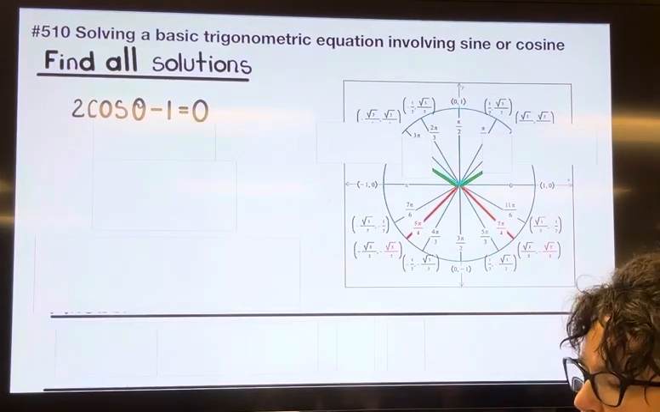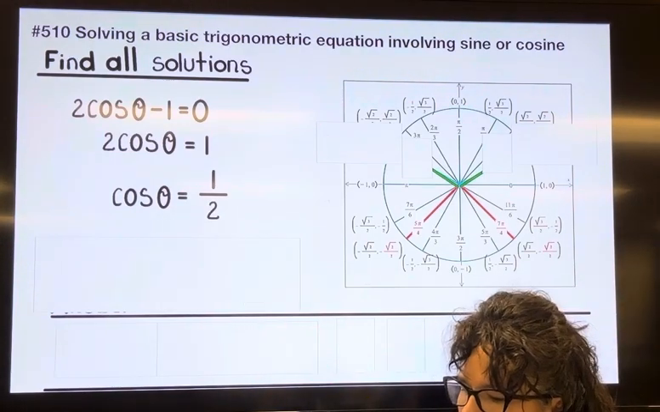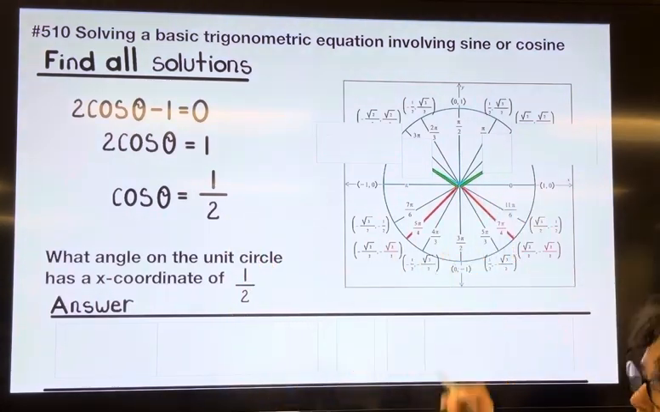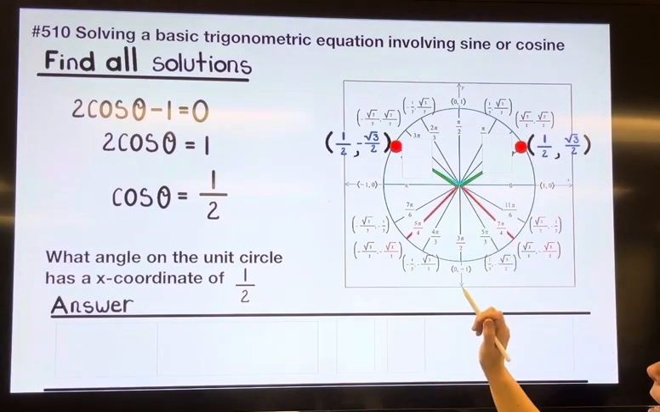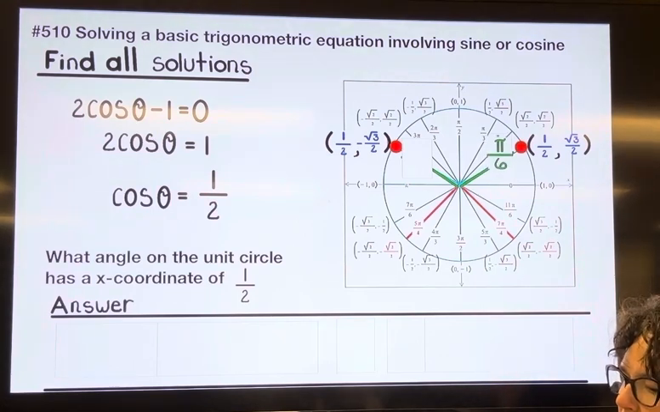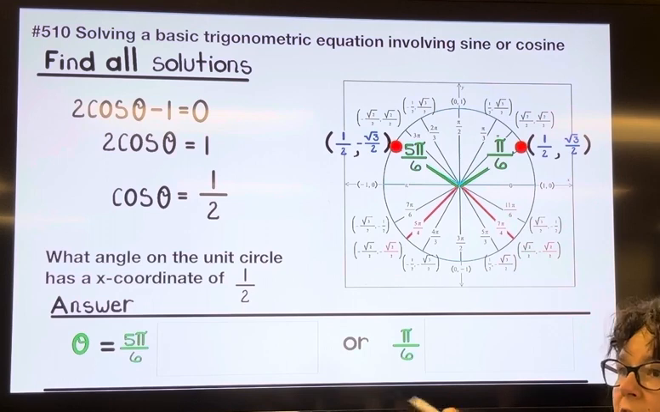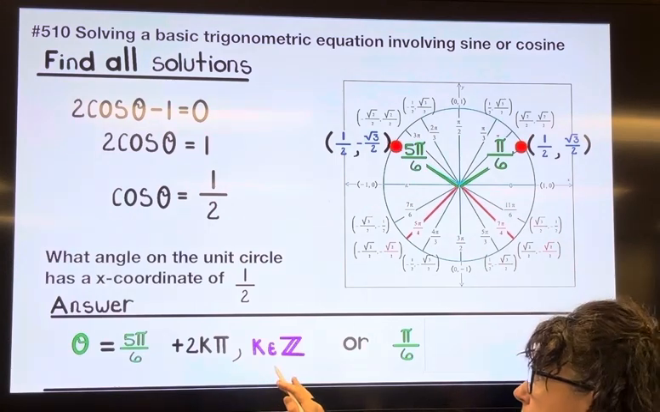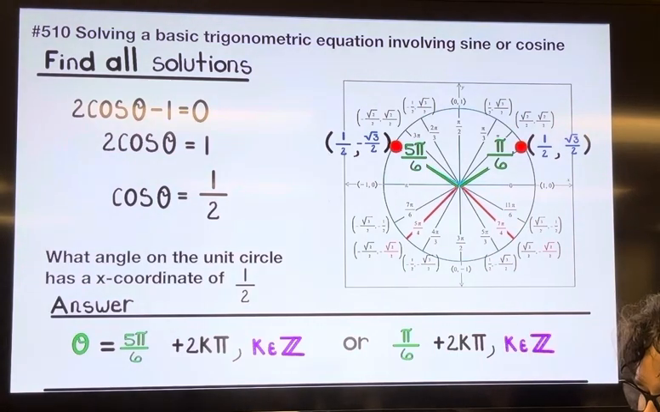I'm going to get the cosine by itself by adding 1, dividing by 2. The meaning of this is what angles have cosine comma sine an x coordinate of 1/2. I go to my unit circle, and in these two locations, these points have x coordinates of 1/2, and the angle measures where those are located are pi over 6 and 5 pi over 6. So those are, in general here, my answers. But to list out all the extra ones, I'm going to put on the notation plus 2 pi k, such that k is an element of the integers, and plus 2k pi, k is an element of the integers.